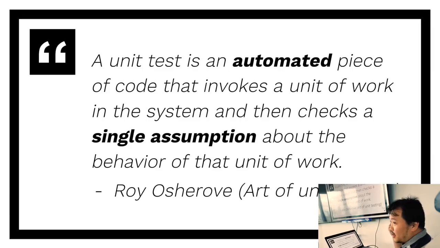This is one definition. There are many definitions. I like this definition because it's probably the only one that talks about unit tests being automated. You can actually test individual functionality manually, but I don't think that makes sense nowadays. A unit test is an automated piece of code that tests a single assumption.